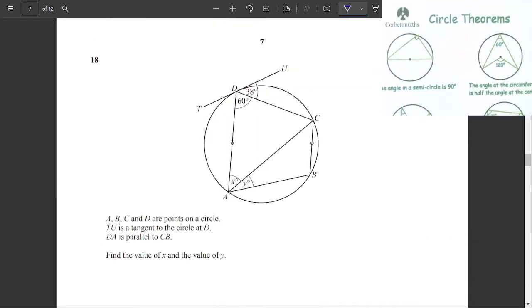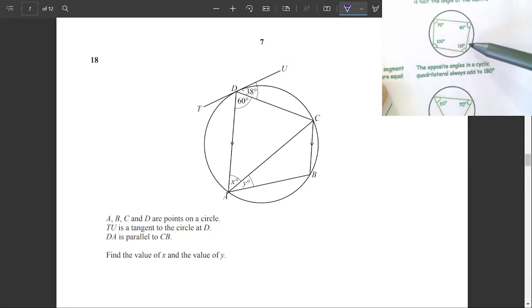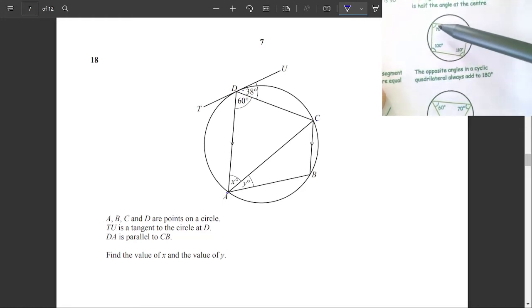Question 18, circle theorems. All right, let's go slowly, look at every detail. Right, first of all, it says A, B, C, D are points on a circle. You see that they're all on the circumference of a circle. Immediately that should make you think: cyclic quadrilateral. All the points are on the circle, and in a cyclic quadrilateral, remember, opposite angles add up to 180. So immediately remember that.